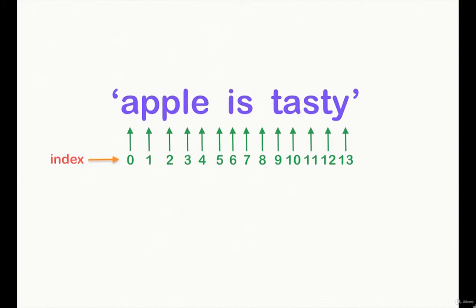Every character of a string is at some particular index, starting from 0 to the length of the string. Here the alphabet A in apple is on index 0 and P is on index 1 and so on for all alphabets in the string. The point to be noted is that an index is also assigned to spaces in a string. In this example, after apple there is a space and its index is 5, and another space is on index 8, that is after is.